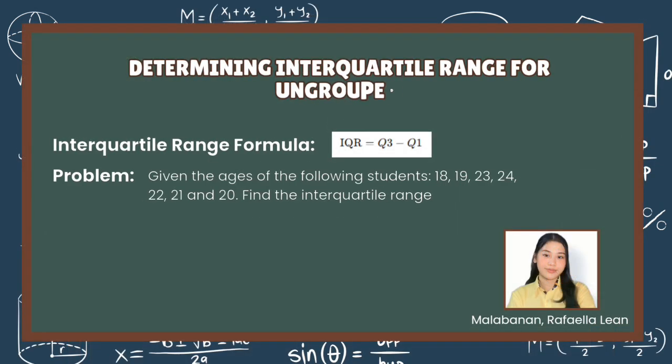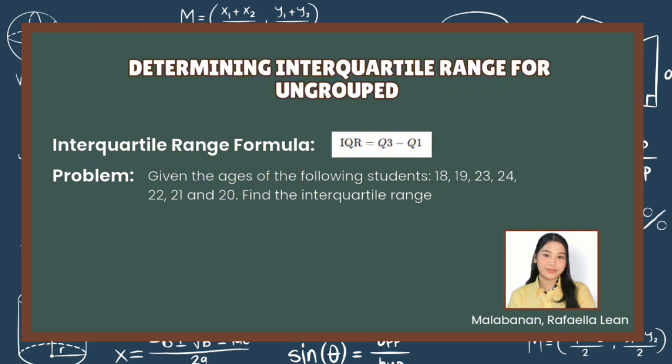Since you already know what the interquartile range is, it's time to learn how to compute it. The problem given is we need to find the interquartile range of the ages of the following students, which are 18, 19, 20, 21, 22, 23, and 24.